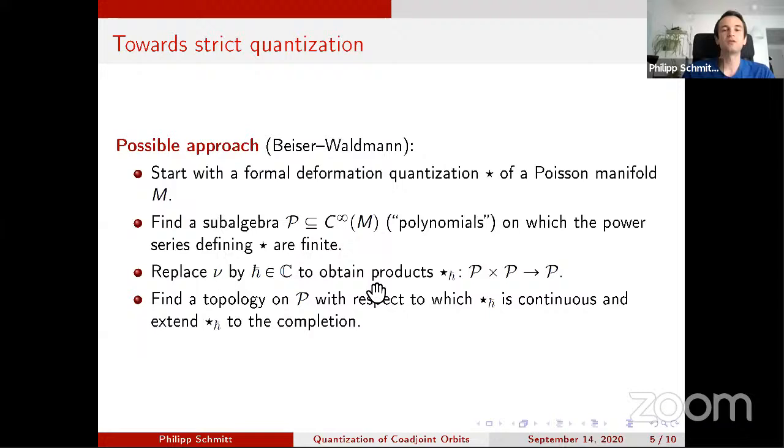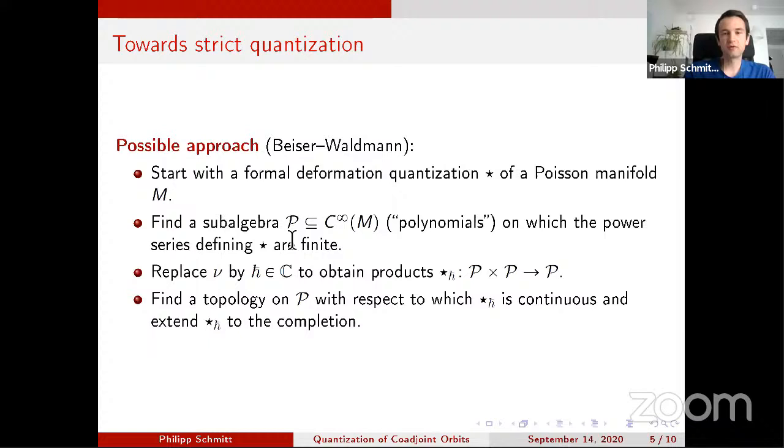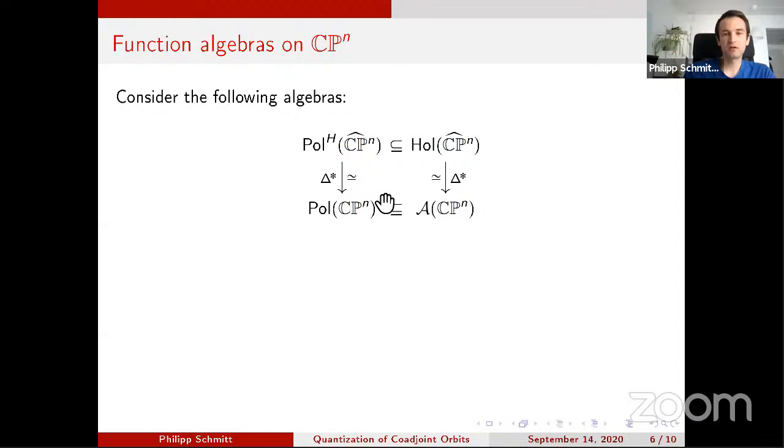Okay, so here's the idea. I will mainly try to explain to you now which algebra we can use for these polynomial functions and what the completion of that algebra is. And so the bottom left corner will be what plays the role of the polynomials. This A of CPN will be the completion, and this upper row is used to define these algebras, and I will explain this diagram in the next one or two slides.